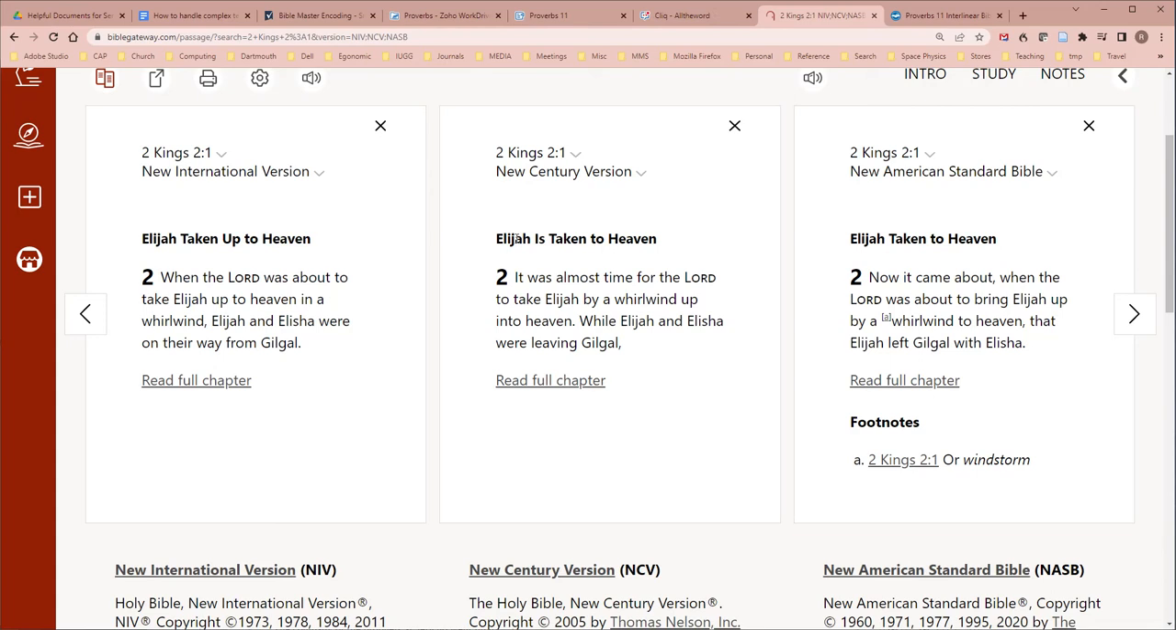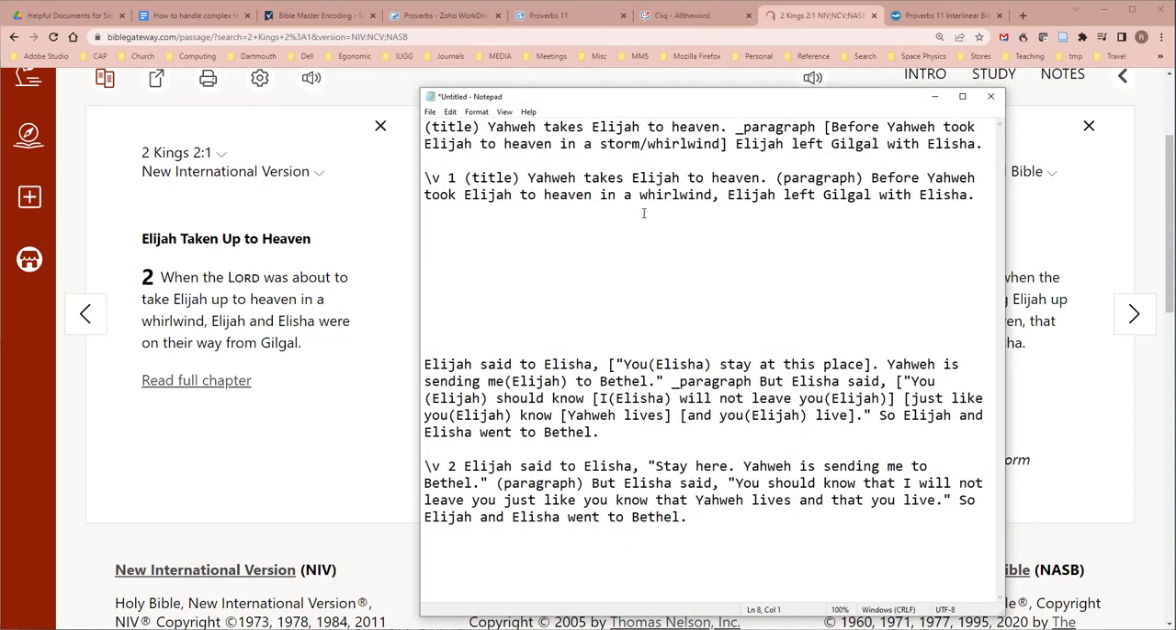But since we know definitely that it's Yahweh, I'm going to write this as an active sentence, and this is how I wrote it. I put this title notation, then I say Yahweh takes Elijah to heaven. Okay, and that's how I write it for our phase one, and then I'm writing it in a more English-friendly version for the consultant here. So again, I have this title note. This is a verse notation, it's verse 1, and then there's title notation, Yahweh takes Elijah to heaven.